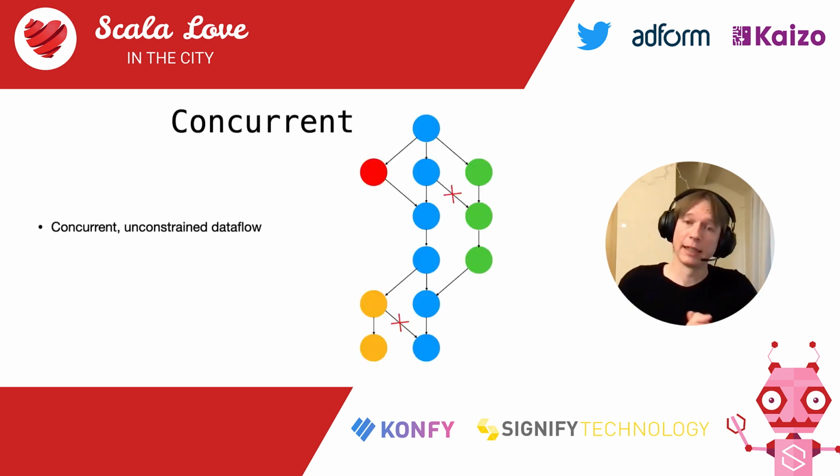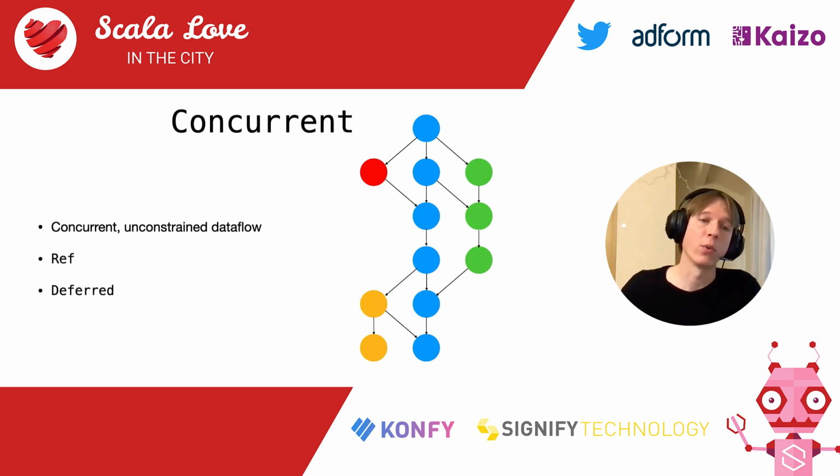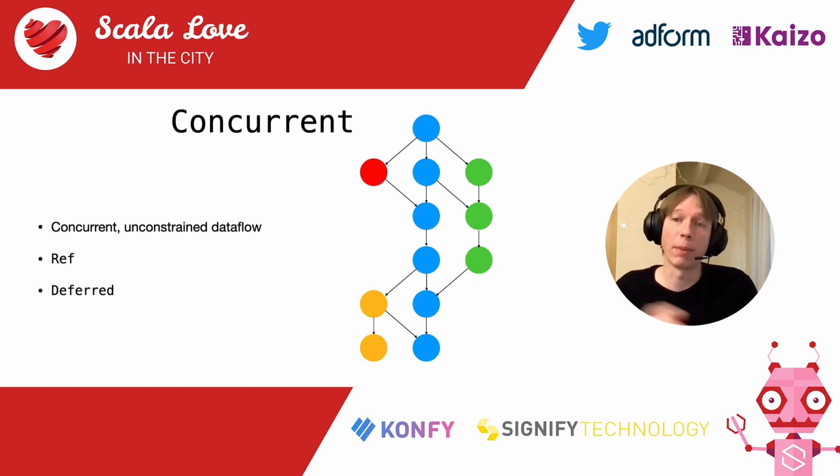So concurrent. Concurrent is the next type class down the line, and this is where we get unconstrained data flow. So those edges that I said you couldn't have, now you can have them. And the way that you get them is with ref and with deferred. These tools are now part of the type class hierarchy. So you can get at them directly out of the type classes, and there's functions on IO, for example, for accessing these directly. So they're very, very much there.